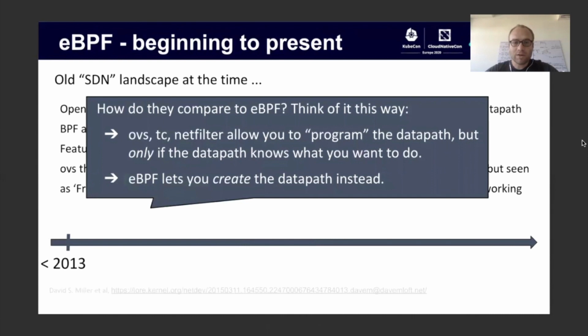So how does it compare? Those subsystems still exist today, so how do they compare to eBPF? You can think of it this way: Open vSwitch, TC, and Netfilter allow you to program the data path, but only if the data path knows what you want to do, only if those concrete building blocks are in the kernel as code. And eBPF instead lets you freely create that data path, because you provide everything through a BPF program.